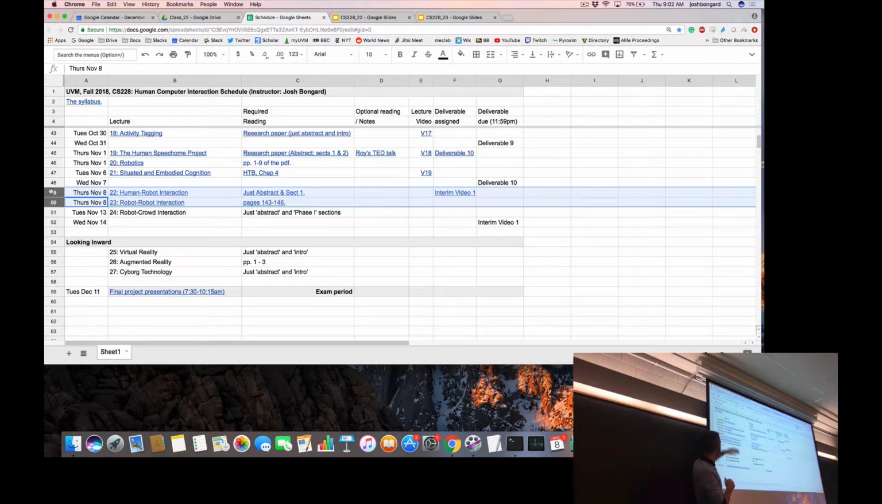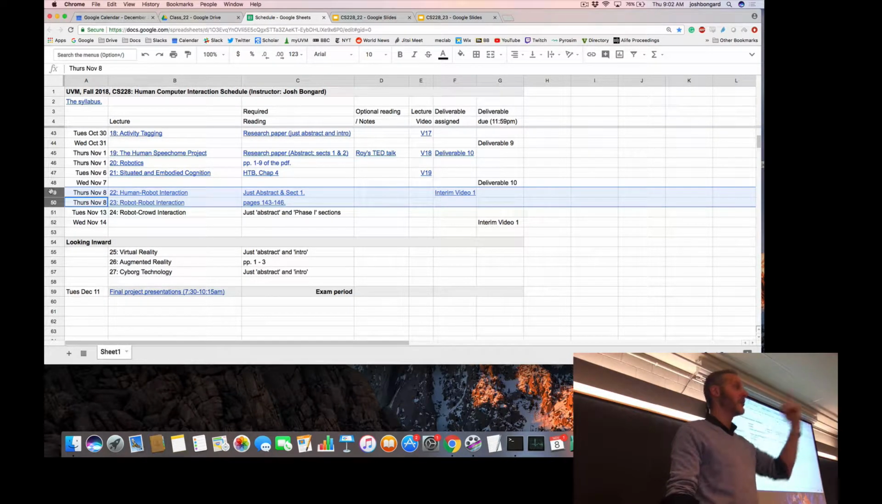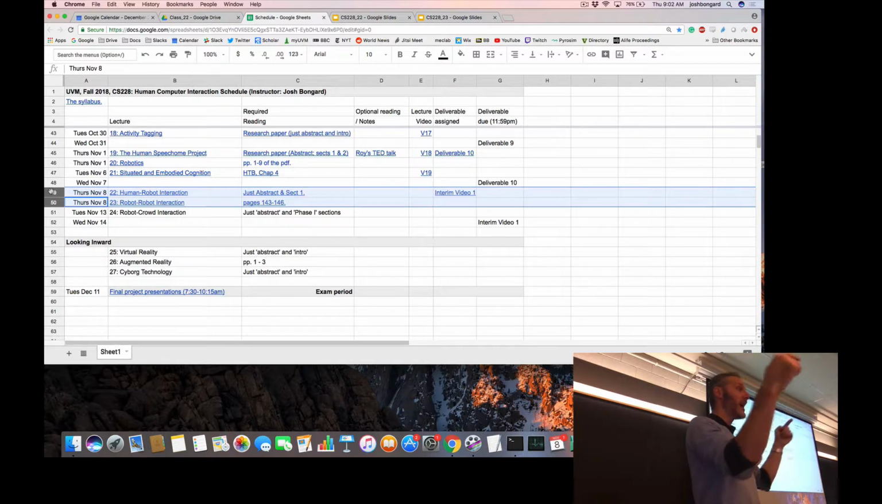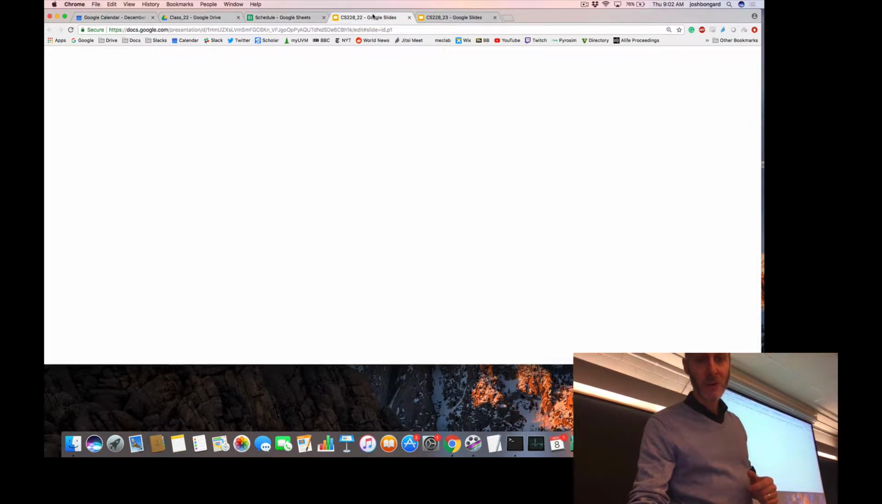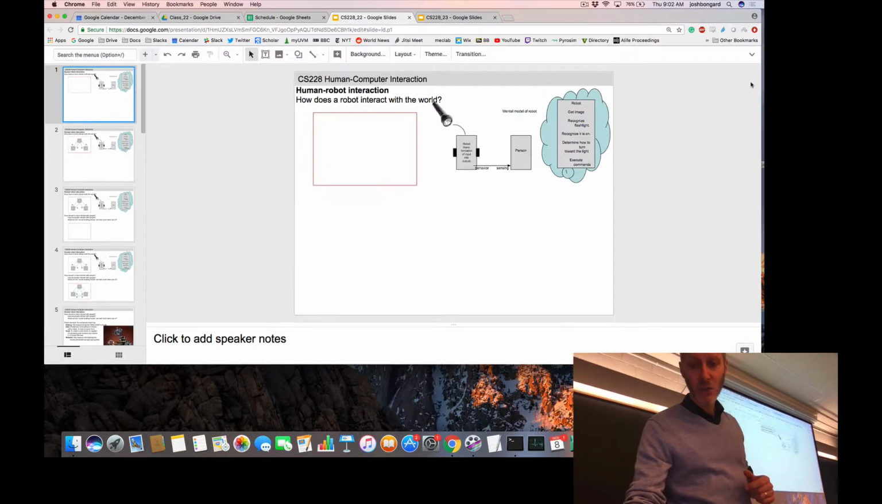We may or may not finish lecture 22 today. We'll move on to robot-robot interaction. So now we have robot swarms, where each individual member of the swarm is interacting with the physical environment, possibly interacting with humans as well, and also interacting with each other to try and do something that is beyond the ability of any one of the robots. Okay, so lecture 22, we're thinking now about social robots.